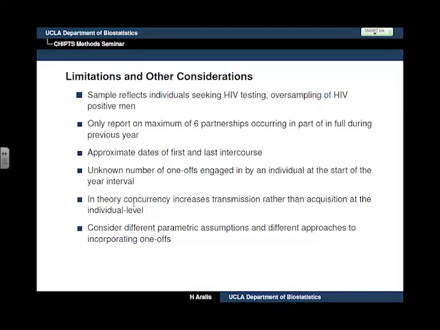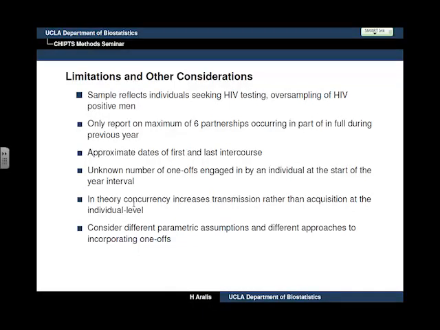And then another important limitation due to the date issue is that we assumed anyone who reported a start and end date on the same day to be a one-off. That maybe is reasonable if you said your relationship started 5 days ago and ended 5 days ago, but if you said it started 2 months ago and ended 2 months ago, we're still assuming that's a one-off, and there's just a lack of information there, a lot of uncertainty.